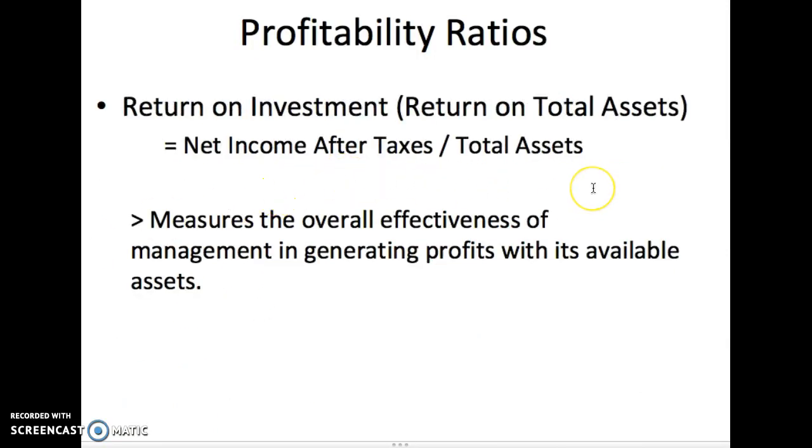For return on investment, in other textbooks, this is called return on total assets. This is also expressed in a percentage. So net income after taxes divided by total assets, multiply by 100 so that we can get the percentage value. And we will be able to see how effective the management was able to generate profits given its assets.